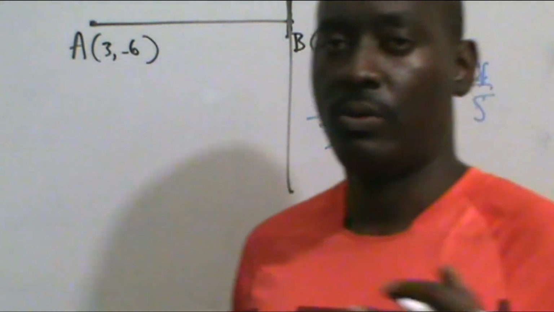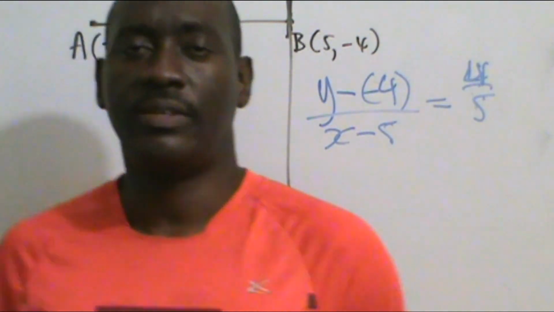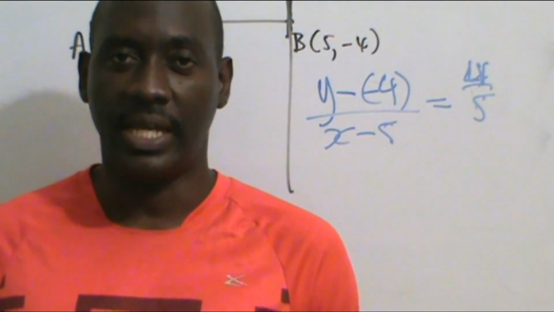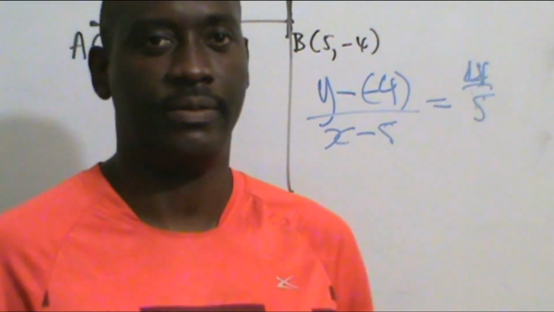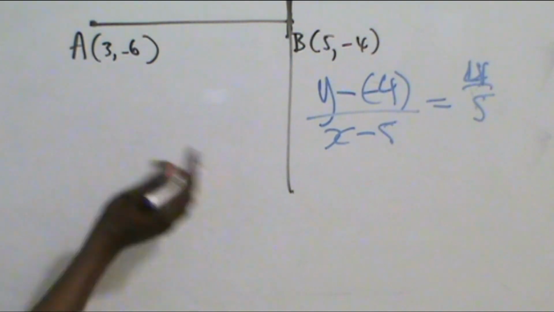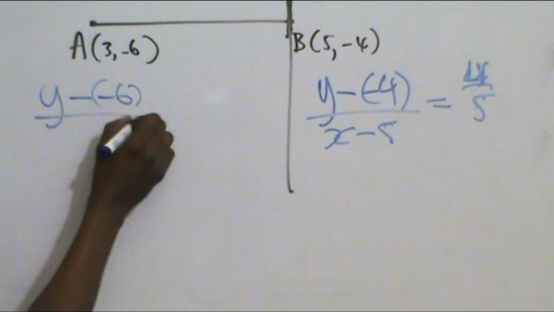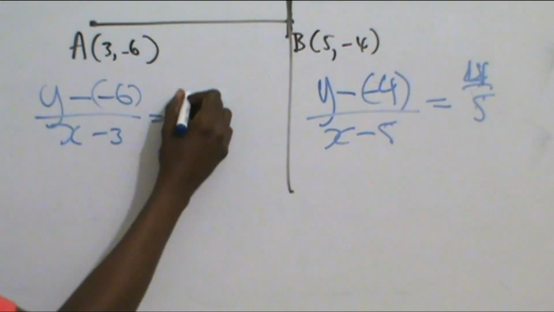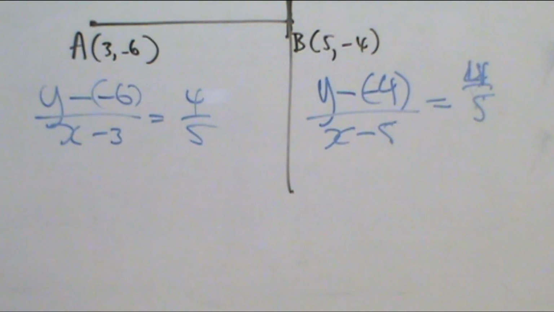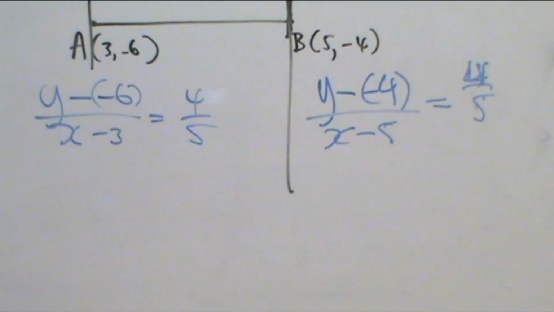I will also write up a little document on this just so you can see it. What about if they had asked for the equation of a line perpendicular to AB passing through A? Well, it's the same logic. In this case, we're using the point (3, -6). So we will have (y - (-6))/(x - 3) = the same 4/5. That, of course, being that we're talking about this particular line here.